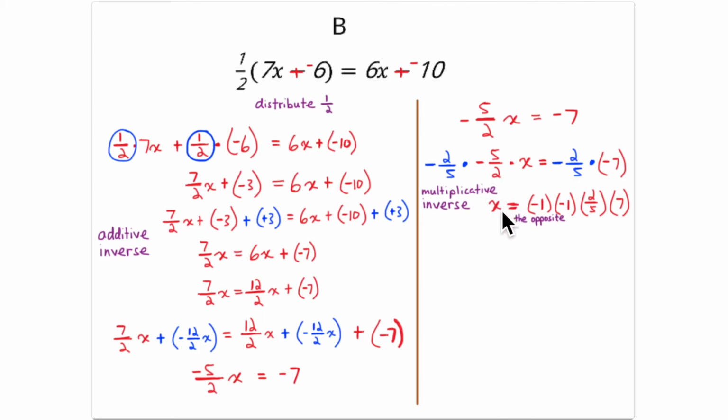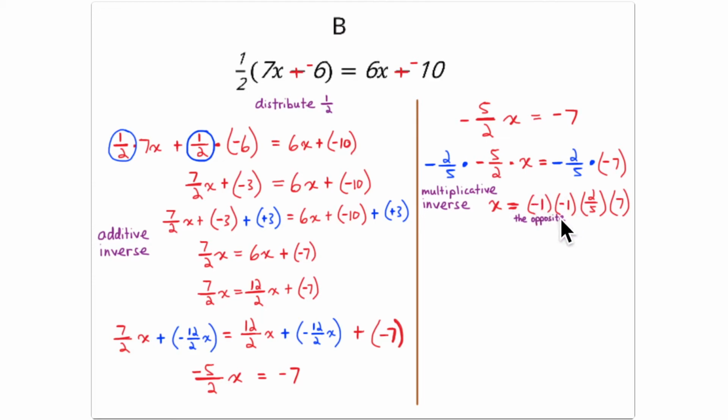So now we're down to x equals, so here you can factor out these negatives and look at them as a negative 1 times negative 1 times 2/5 times 7. And that might help you remember that a negative times a negative is positive, because if you factor out the negatives, that's the opposite of a negative 1. Well, the opposite of negative 1 is positive 1. So a negative 1 times a negative 1 is positive 1.